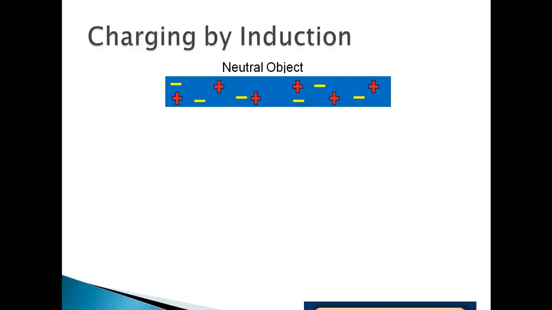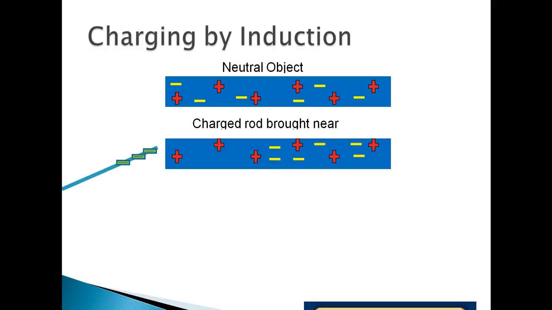So you're going to start with a neutral object. That's shown here by an equal number of positives and negatives scattered about, this being a conductor where they're not bound to the nucleus at all. So if I want to charge this neutral object by induction, I'm not going to actually touch the neutral object to the charged object. So I'm going to have my neutral object, and in this case I'm going to use a negative rod.